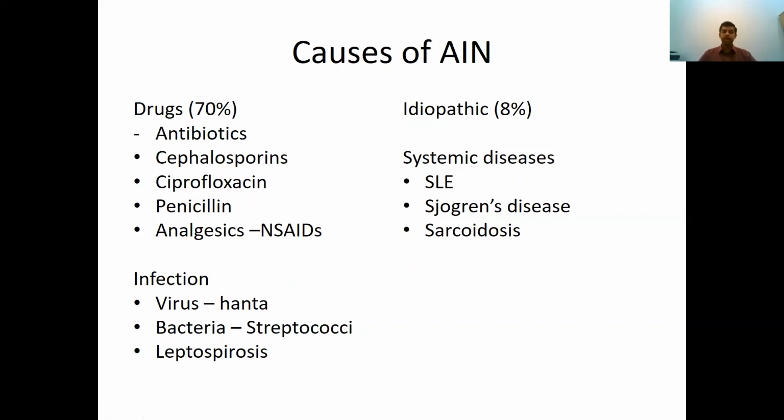And also your analgesics, especially your NSAIDs, can also cause an acute interstitial nephritis. So the common infections become your hantavirus, leptospirosis, which can affect the tubules as well as the interstitium. Around 8% you can't actually identify a cause, so then you call them idiopathic. And systemic conditions like your lupus, Sjogren's, sarcoidosis, these are common conditions that can cause an acute interstitial nephritis. So you need to know some of these causes because again, these can be tested in your MCQs.